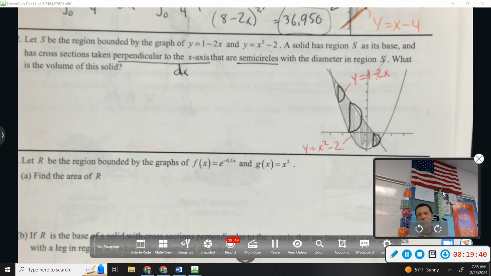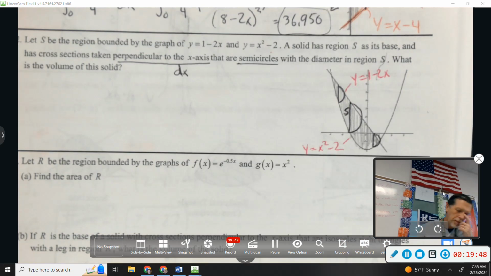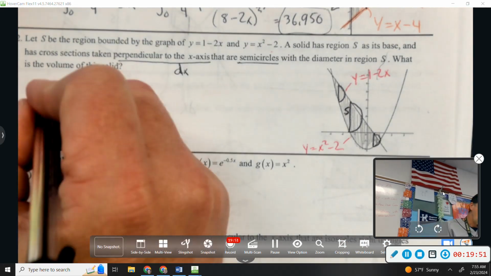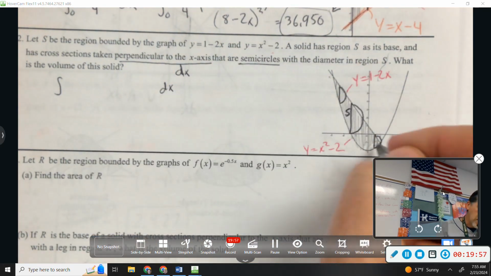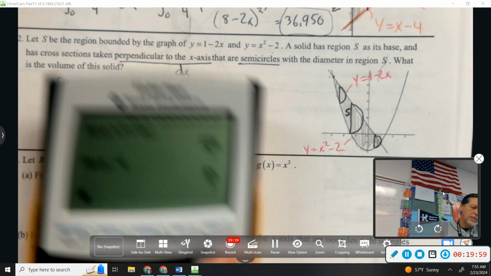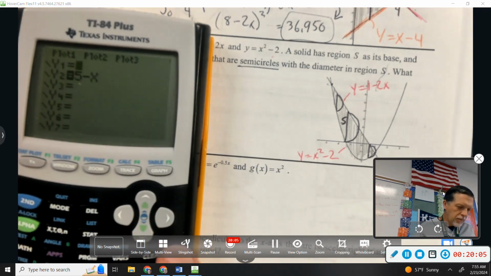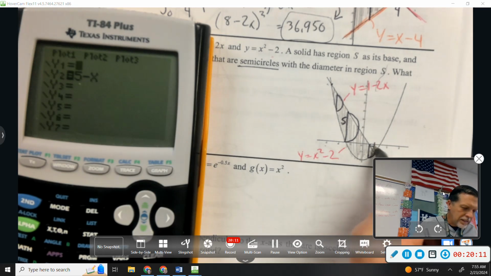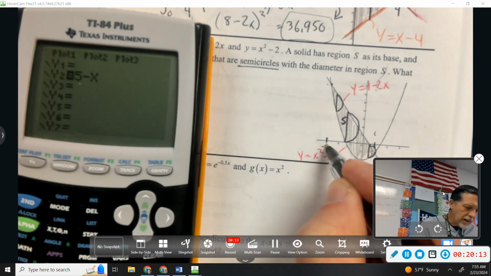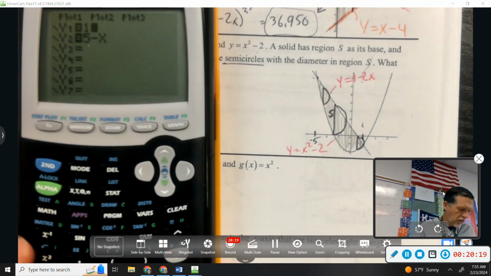Again, I like drawing in the shapes. Other people, they're like, that's too confusing. Just draw in S and go from there. Okay, so I know it's a dx problem, so I'll be going from a to b. I need to figure out where those intersections are. It's very similar to Wednesday. We had to figure out intersections. I mean, it looks like it's -5 to 2 or -5 to 1, but I don't know that that's the best option to go with. So I'm going to plug them in and make sure.